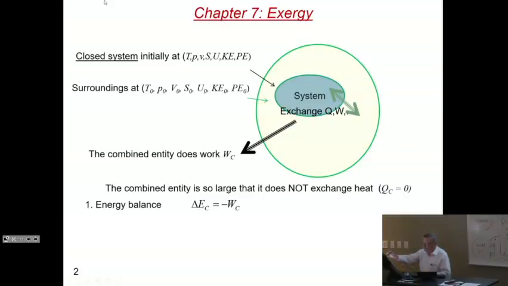Now, this system can exchange heat and work and everything else with the surroundings. But the surroundings are picked to be large enough that they do not exchange heat with their boundary. However, they can exchange work. That work would be WC. So if you then write the energy balance for the whole, the change in energy over this control volume is in fact entirely the work.